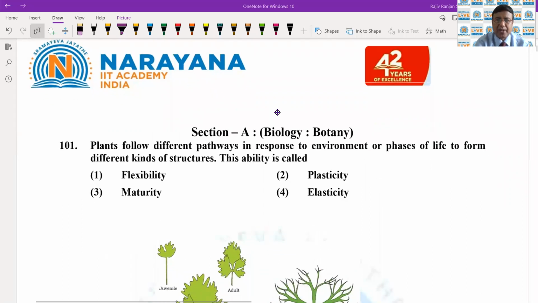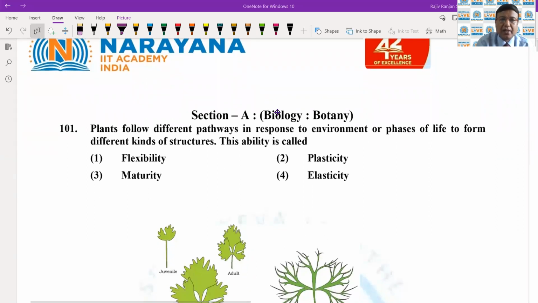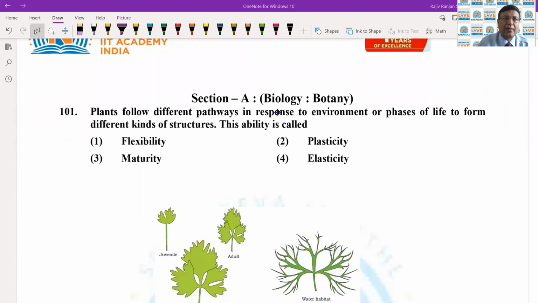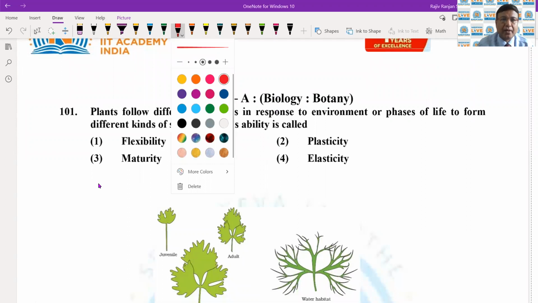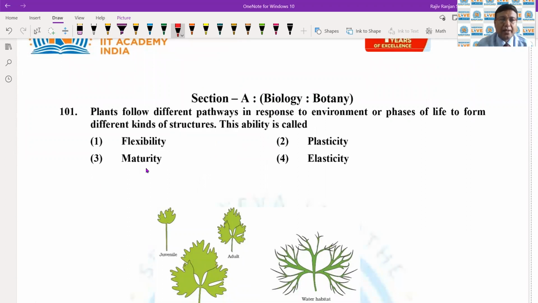So let's now see question number 101. Plants follow different pathways in response to environment or phases of life to form different kinds of structure. This ability is called: 1. Flexibility, 2. Plasticity, 3. Maturity, and 4. Elasticity. So the correct option is 2, plasticity. When the plants follow different pathways in response to environment or phases of life to form different kinds of structure, this ability is called plasticity.